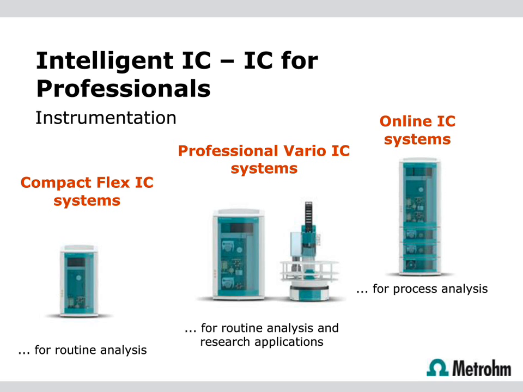Looking at our actual IC range, we start off with the Compact Flex. This is typically our unit which we'd use for a specific application in a QC type lab. We do, of course, have professional type research instruments which are very flexible. We can add conductivity detection for the ion analysis. We can add UV vis detection for chromophores. We can also put an electrochemical detector on there, as well as hyphenating to IC and ICP-MS type systems.